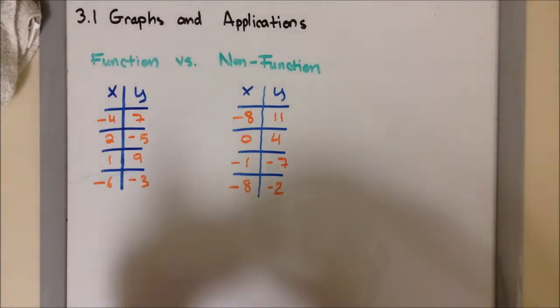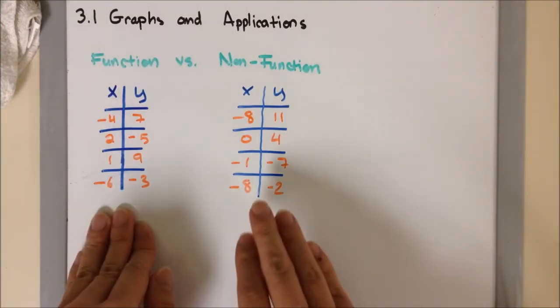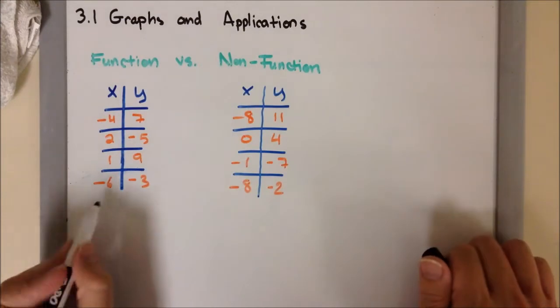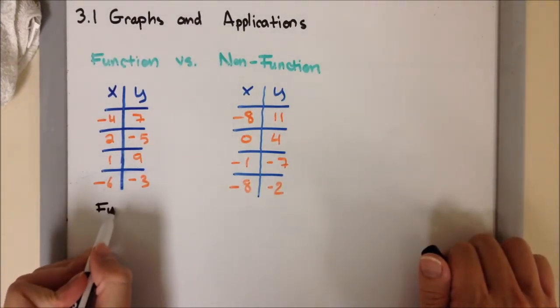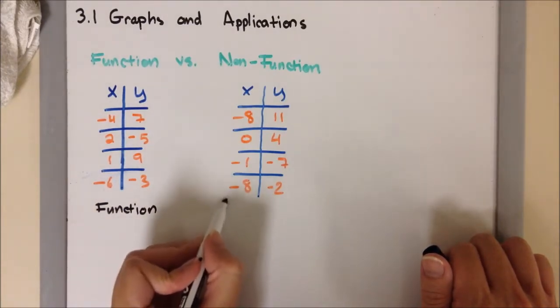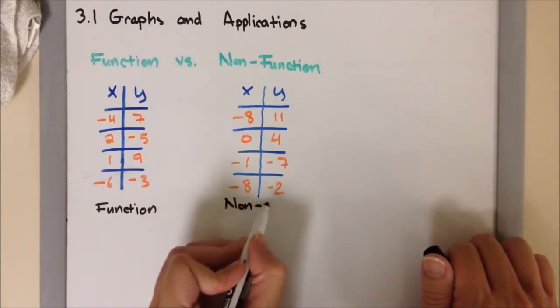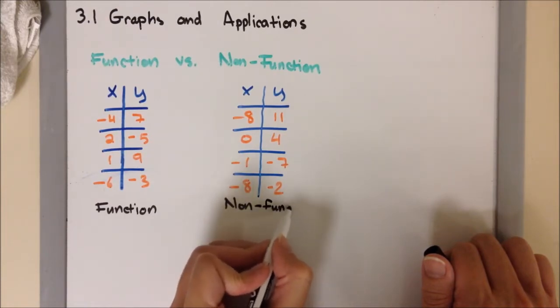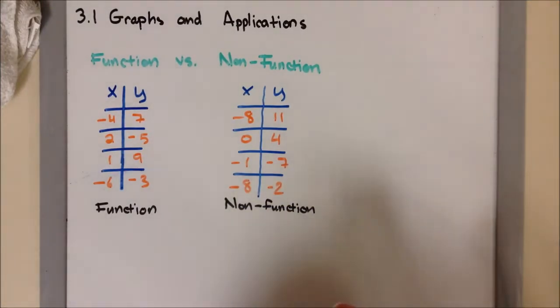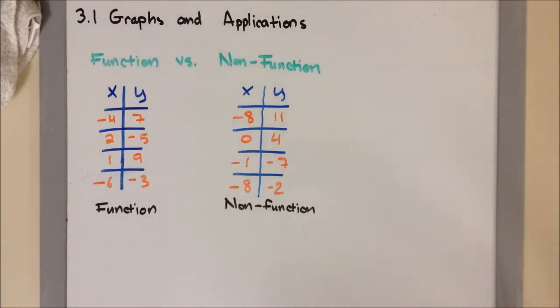So what I'm going to do first is label this table and the other table as a function and a non-function. The first one will be a function. The second one will be a non-function. Now, at the beginning, you can't really tell which one is a function and which is the non-function. So what we're going to do is take a closer look.